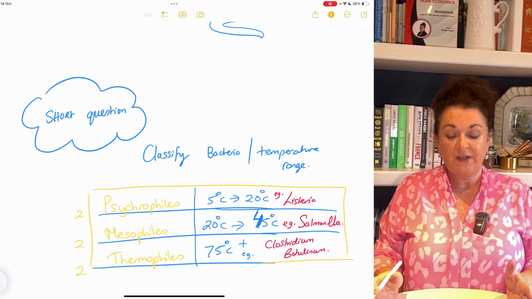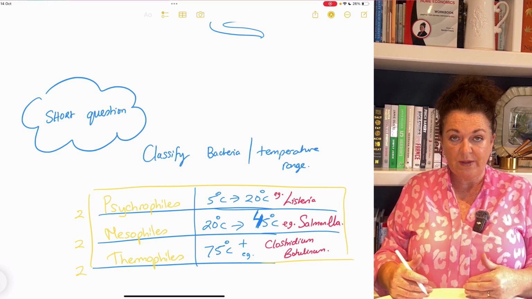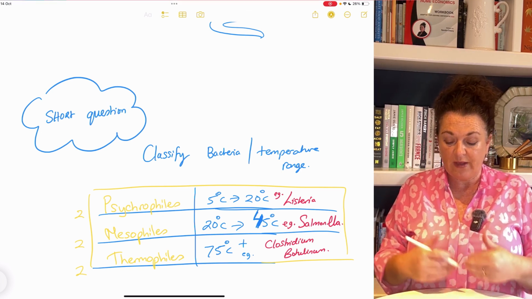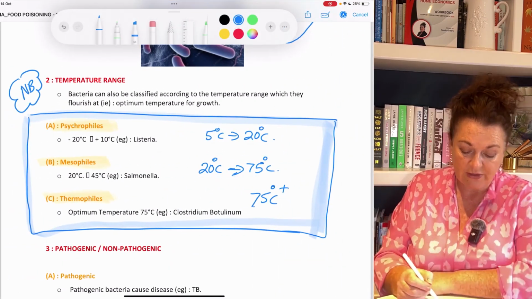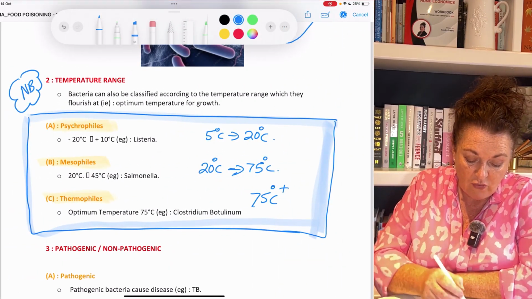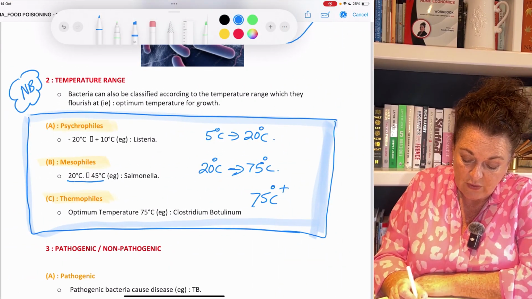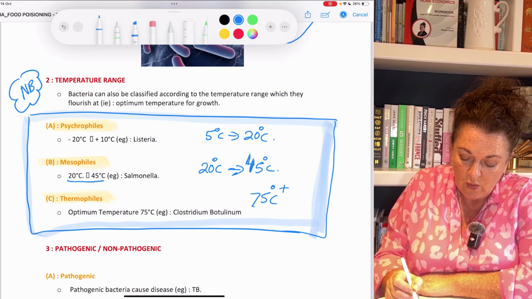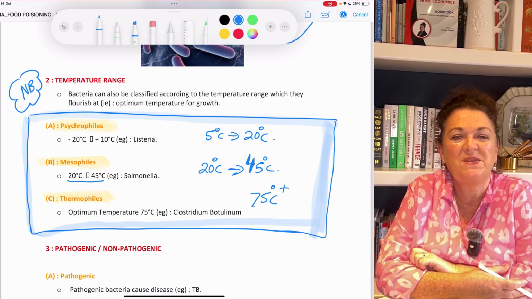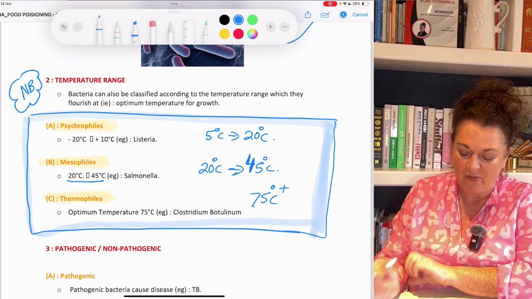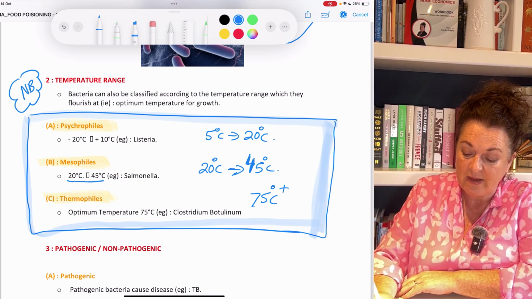So just to take a mental picture of that: 5 to 20, 20 to 45, and 75 plus. So I'll go back here, and I was correct the first time, so apologies about that. As we all can, I can make mistakes, and I'm certainly not perfect. And I'm going to put NB again.